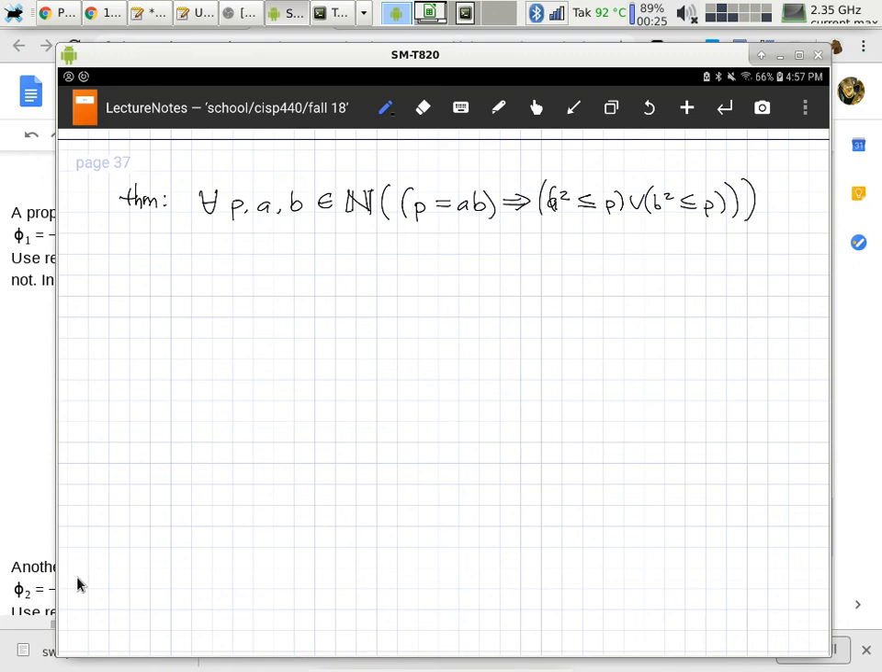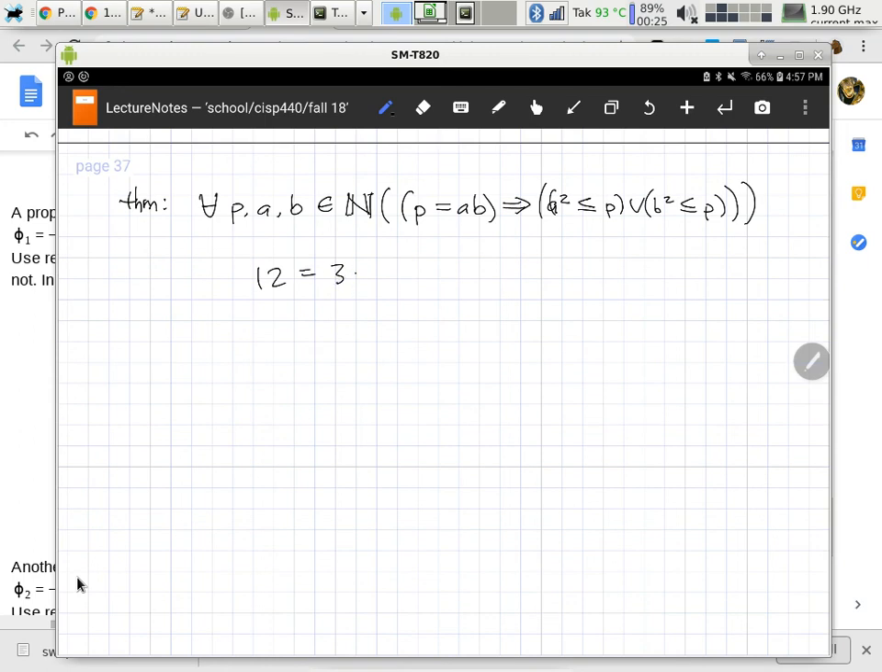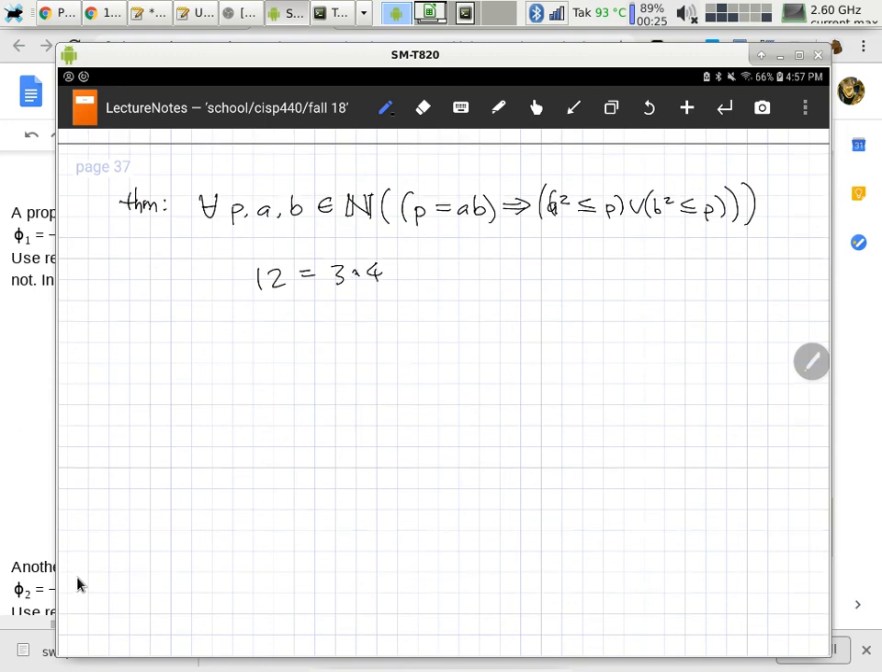Okay? Let's look at some examples. Why is it or? Why is it not and? It is or, it's not and. So let's look at 12. 12 is 3 times 4, right? And in this case, 3 is less than or equal to the square root of 12, but 4 is not, right? Because 4 squared is 16. So we know that 4 is not less than or equal to the square root of 12. But 3 is, because 3 squared is only 9. So we know 3 is less than or equal to the square root of 12.